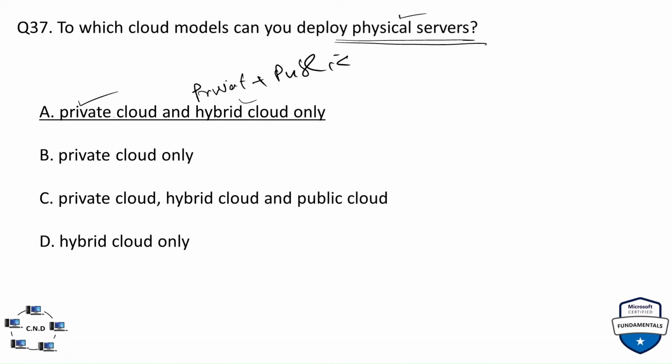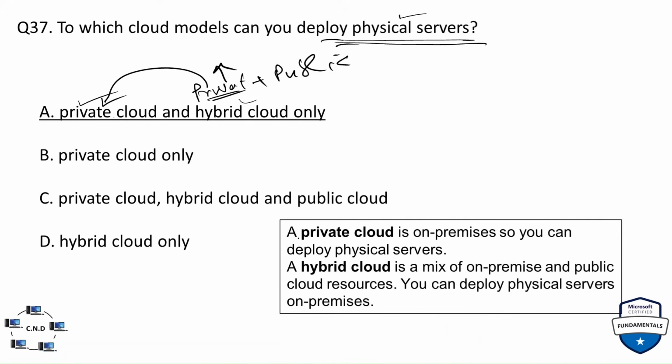So again, the installation of server inside the private cloud is the responsibility of the organization. So for both the private cloud as well as the hybrid cloud, you may need to deploy the physical servers. Here is the explanation. A private cloud is on-premises, so you can deploy physical servers. A hybrid cloud is a mix of on-premises and public cloud resources. You can deploy physical servers on-premises.